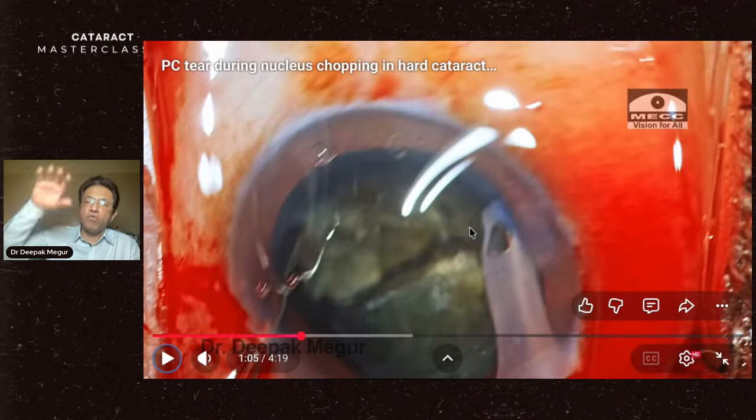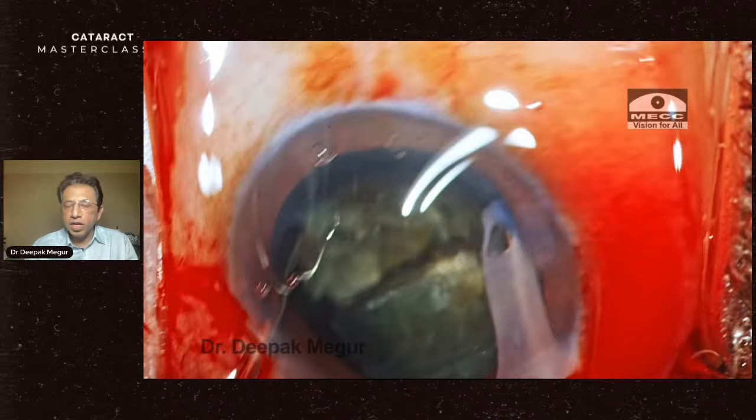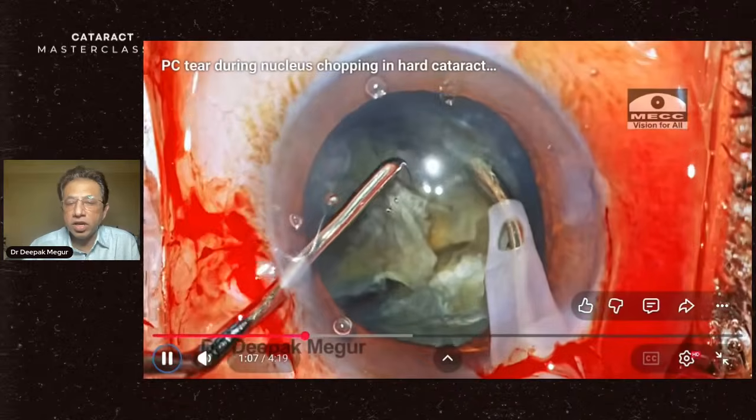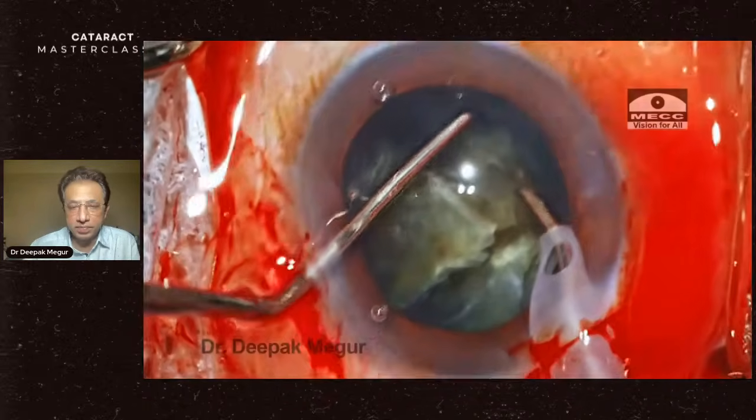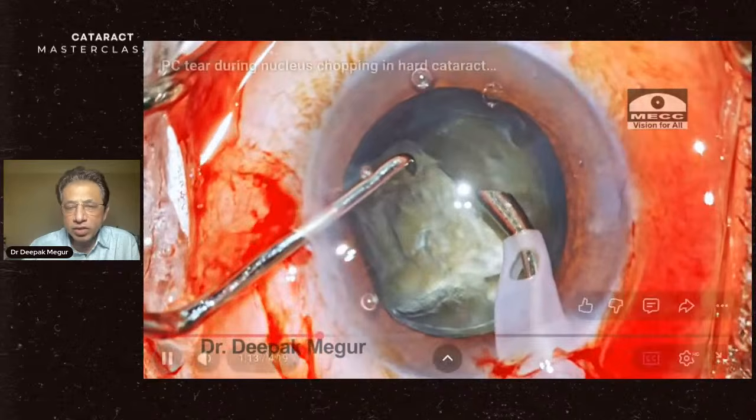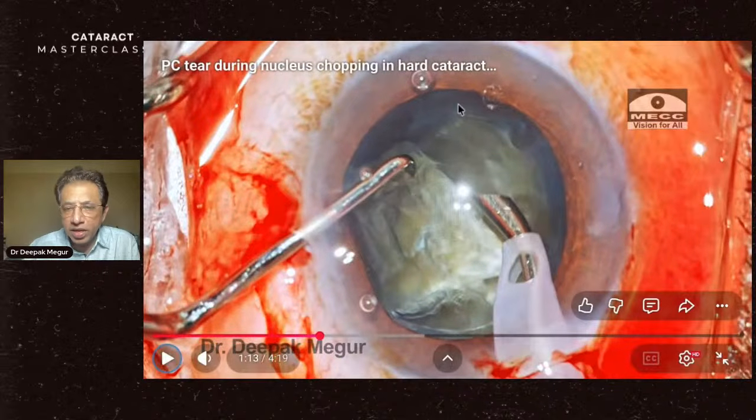You can see it is going way behind, way behind. So our ultimate goal here is to somehow separate the nucleus, but we end up causing a lot of trauma to the posterior capsule. This is what happens here. So at this stage, you can clearly see this piece is slightly more posterior than this piece. This is also in the bag. This is also in the bag, but we can clearly see the difference in the plane.